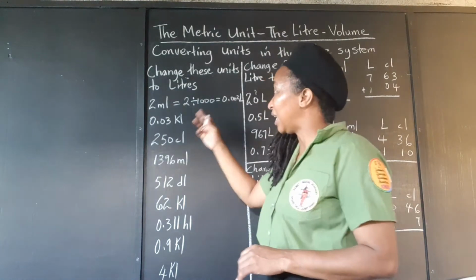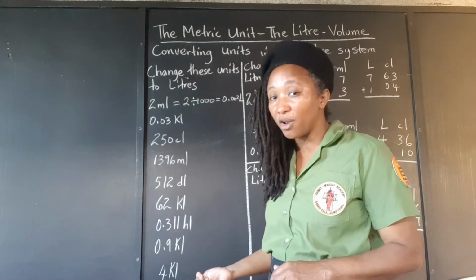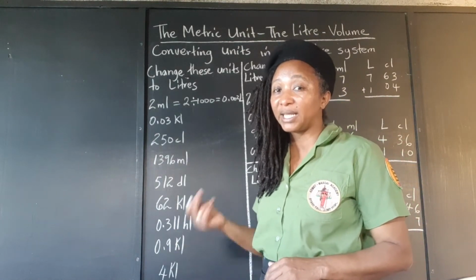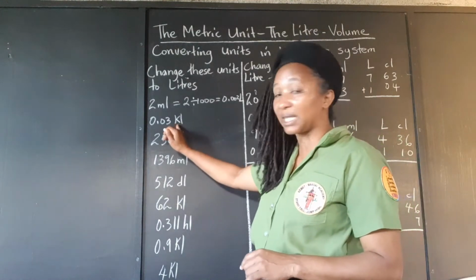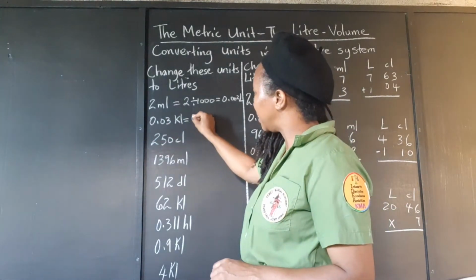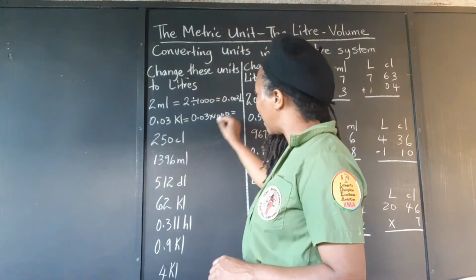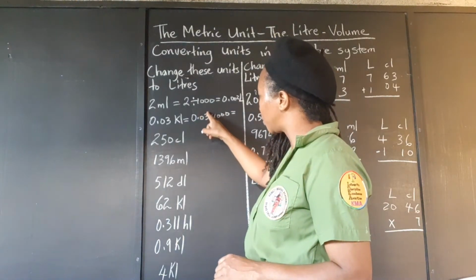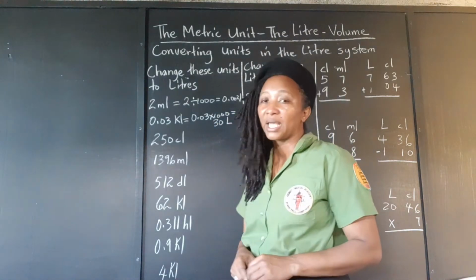Okay? Kiloliter to liter. Now from the bigger unit to the smaller, the liter is smaller than the kiloliter, we're going to multiply by 1,000. Kilo means 1,000. So we're multiplying by 1,000. So it will be 0.03 times 1,000. And that gives 3 places, 1, 2, 3, that gives 30 liters.